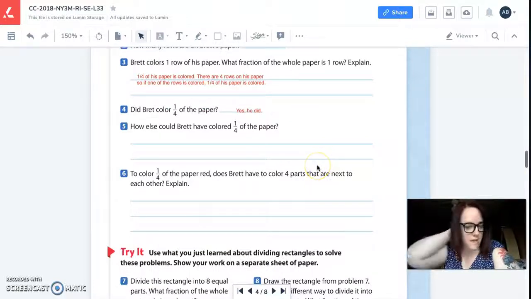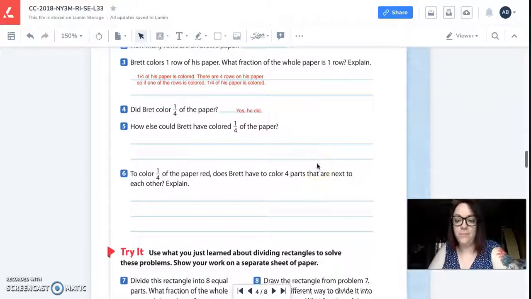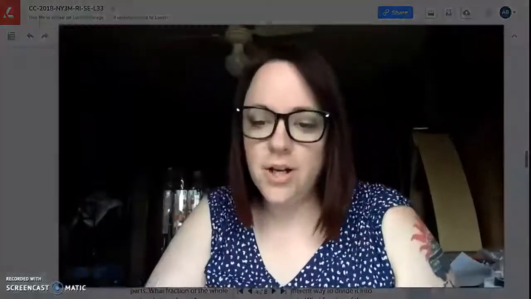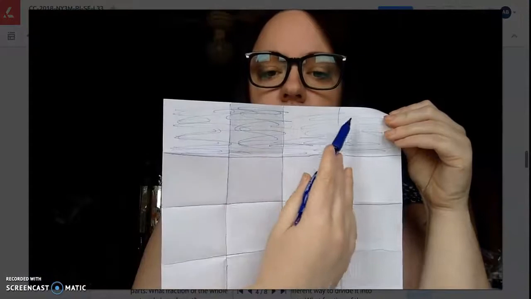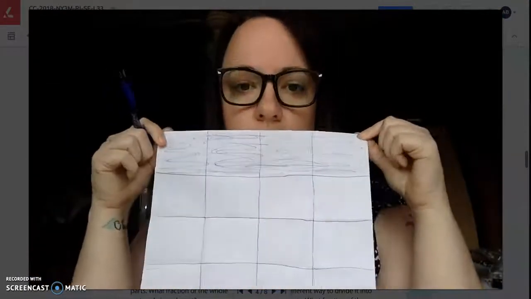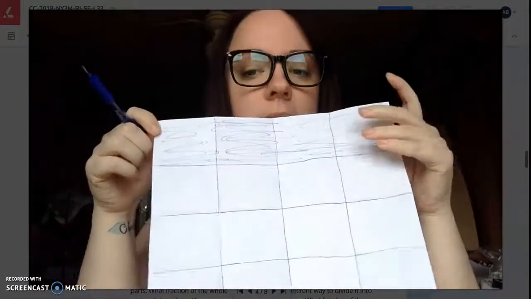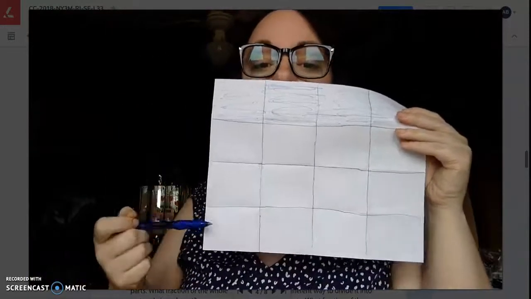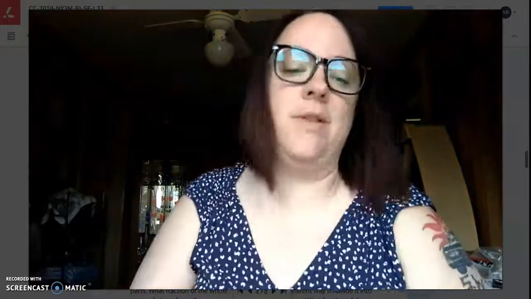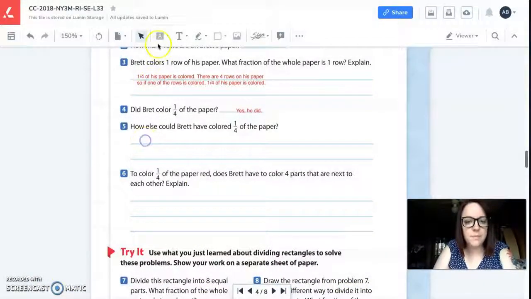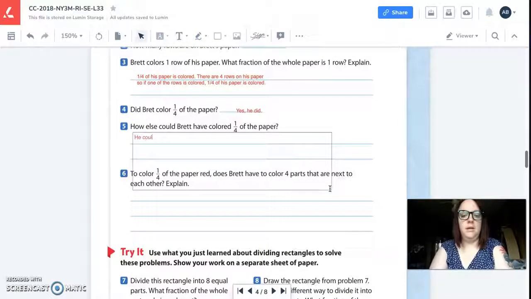How else could Brett have colored 1/4 of the paper? Well, I'm going to make this a big screen again so you can see mine. Okay, so we had this colored. Now, what if this wasn't colored? How could we do 1/4? Well, we have 4 on this side as well, so we could color in 1 column instead of row this time. So he could color in 1 of his columns.